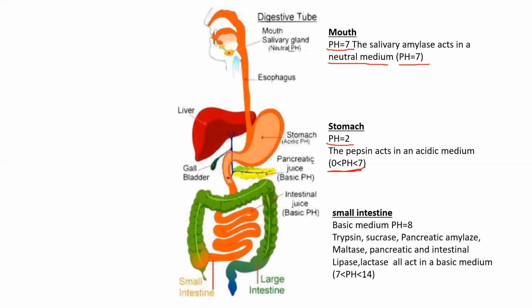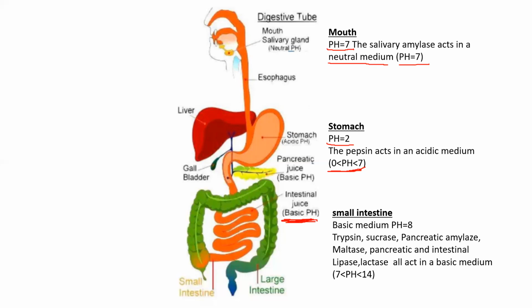In the intestine, we have many enzymes that are present, like trypsin, sucrase, pancreatic amylase, maltase, lipase. All of these enzymes act in a basic medium. Look, the pH in our intestines is basic, okay? So all of these enzymes act in a basic medium. So the second property is that each enzyme possesses a maximum activity in a specific pH medium, okay?